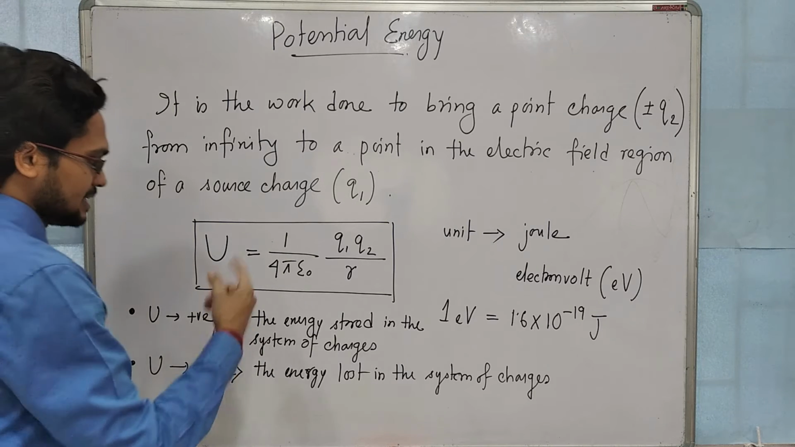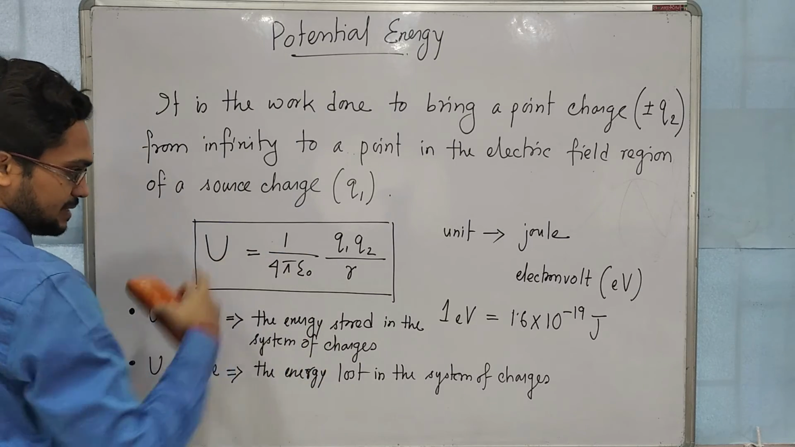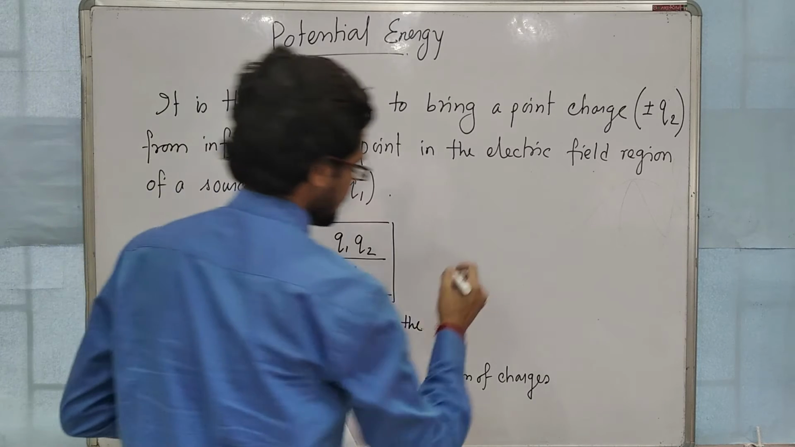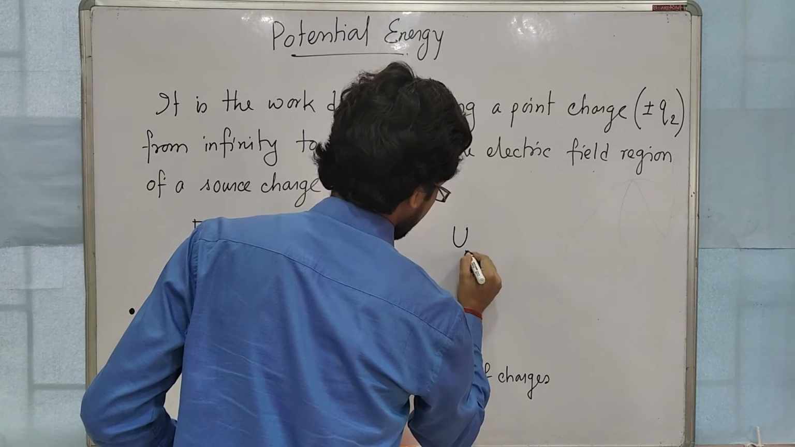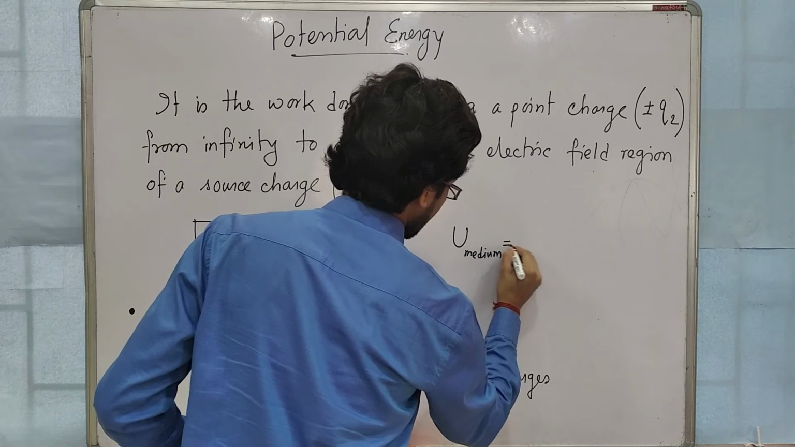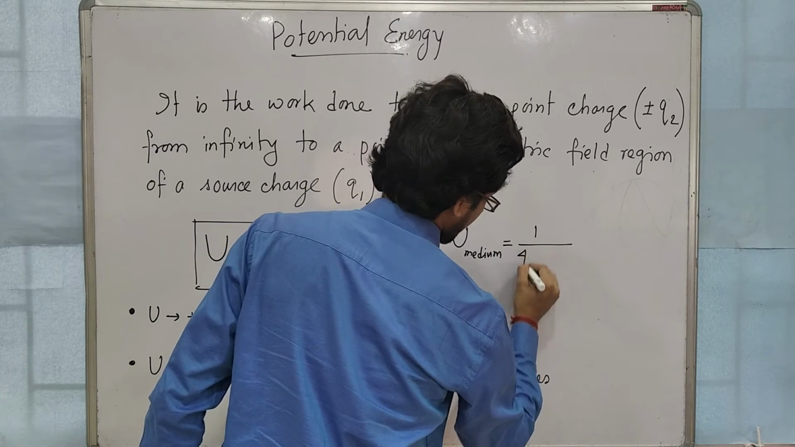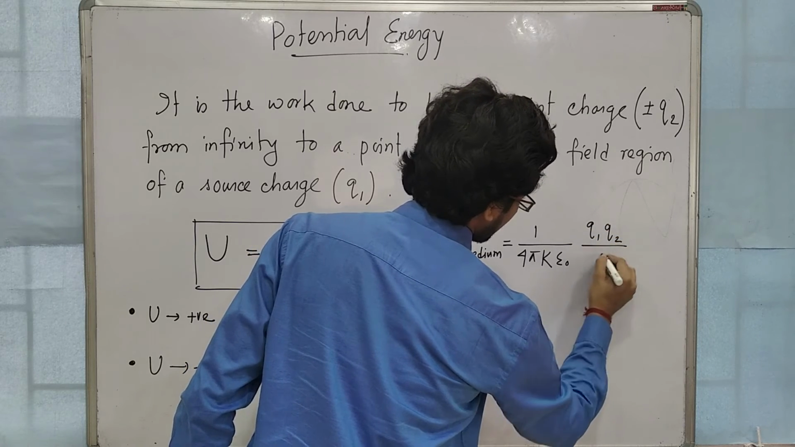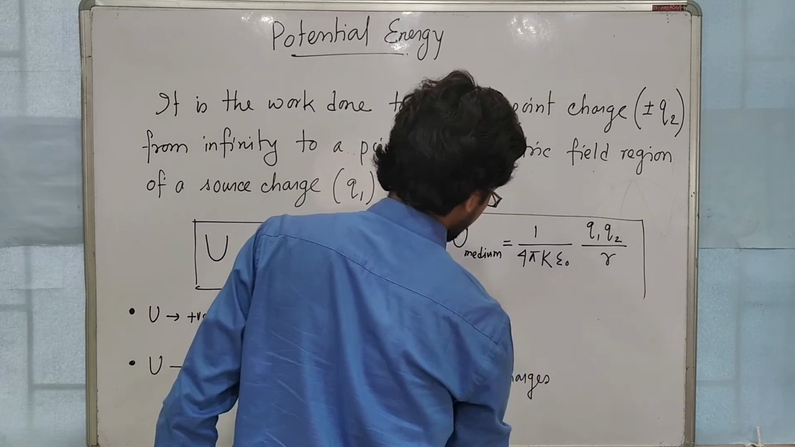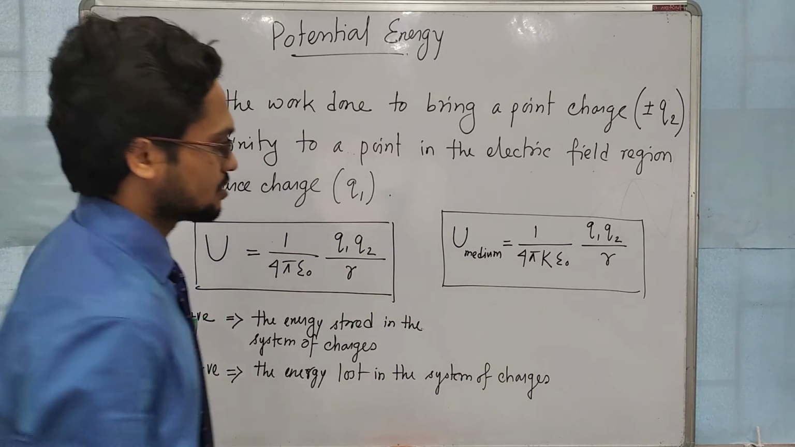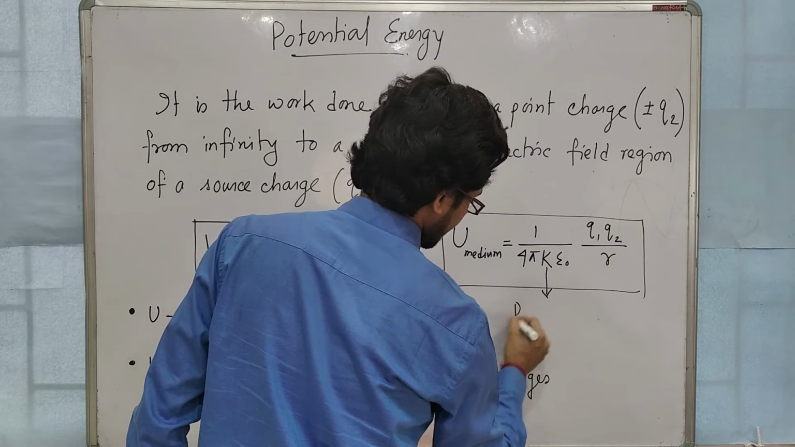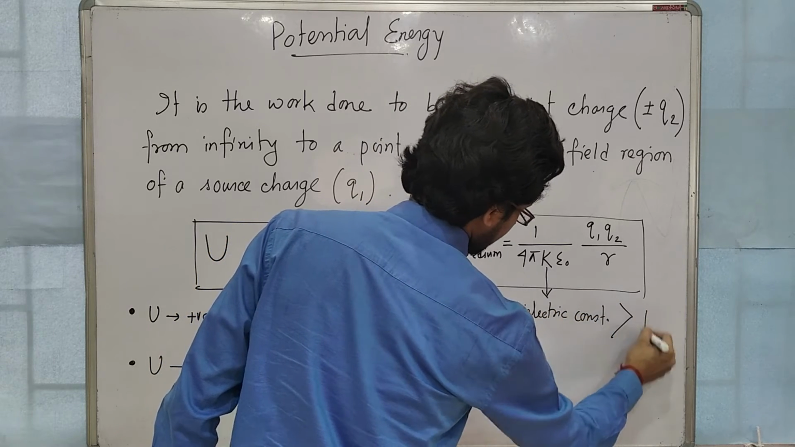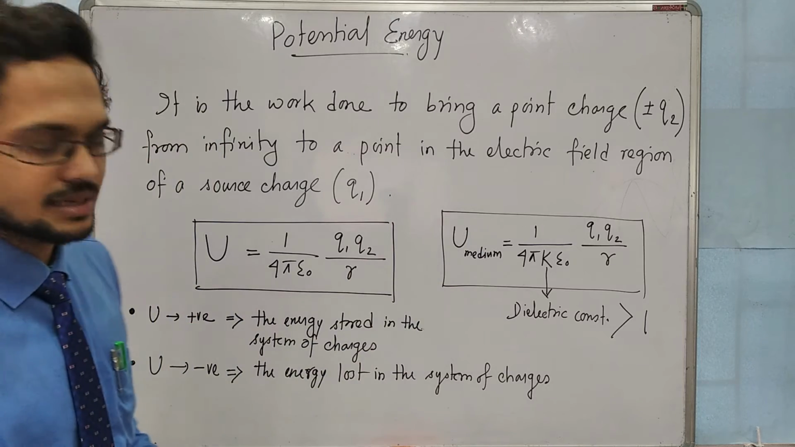Now potential energy, if it is in free space, then it will have epsilon 0. If it is not free space, then U in any medium will be 1 by 4 pi K epsilon 0 Q1 Q2 by R. K is the dielectric constant and it is always greater than 1. So potential energy will decrease in any other medium.